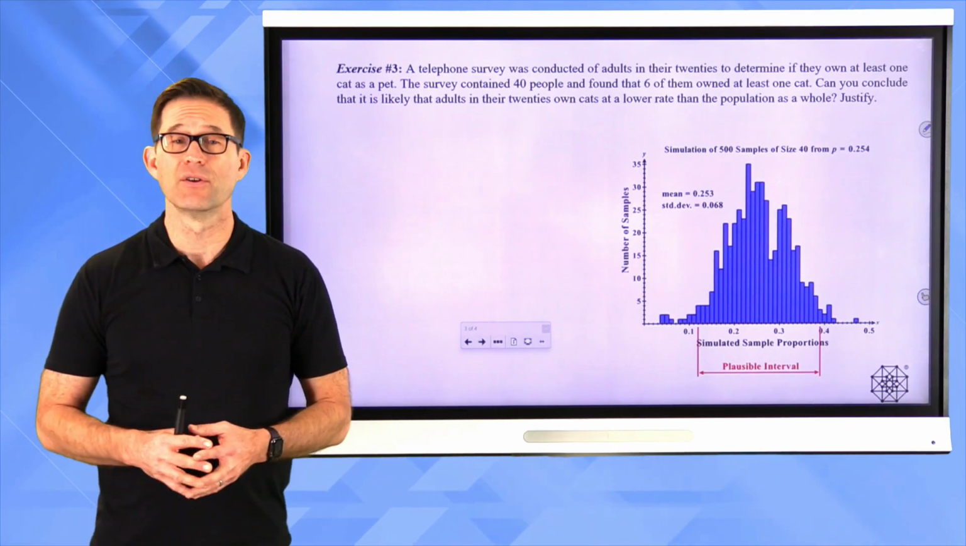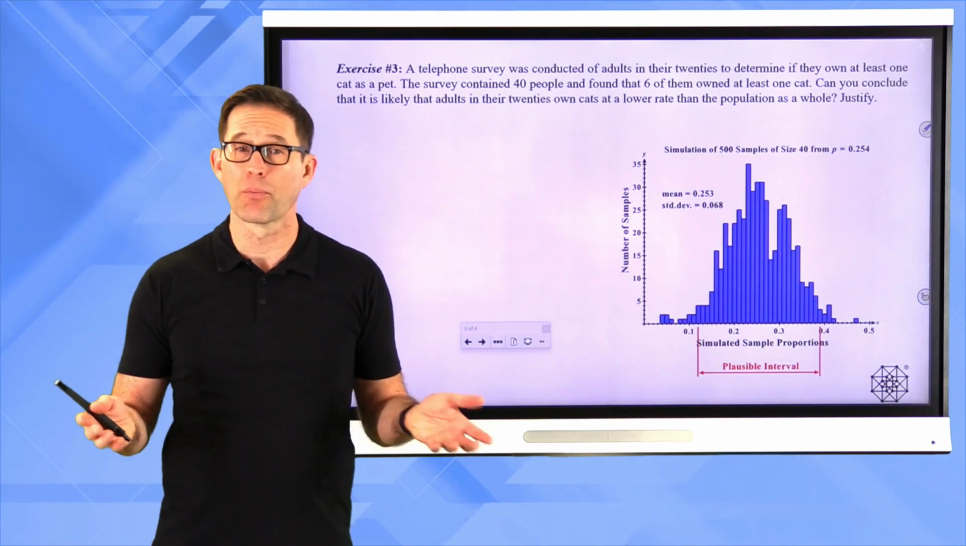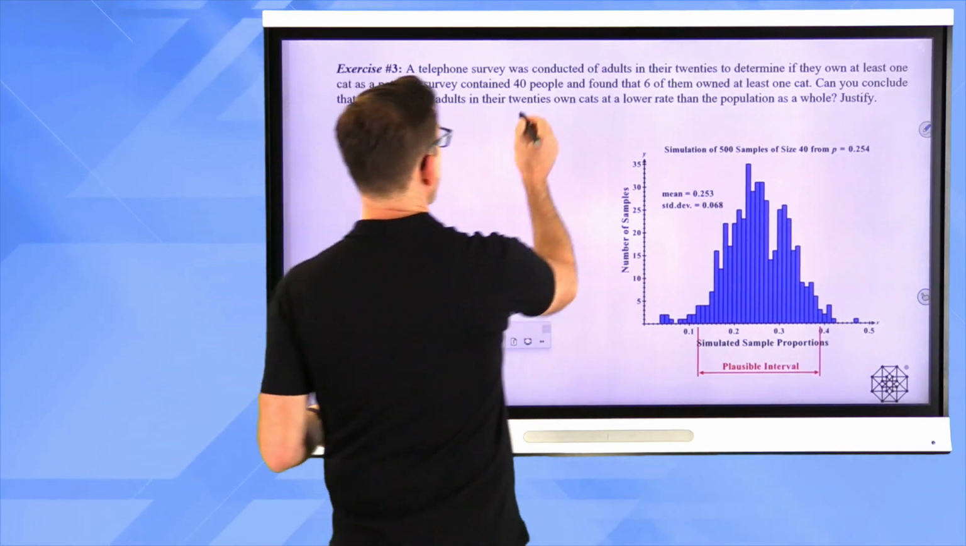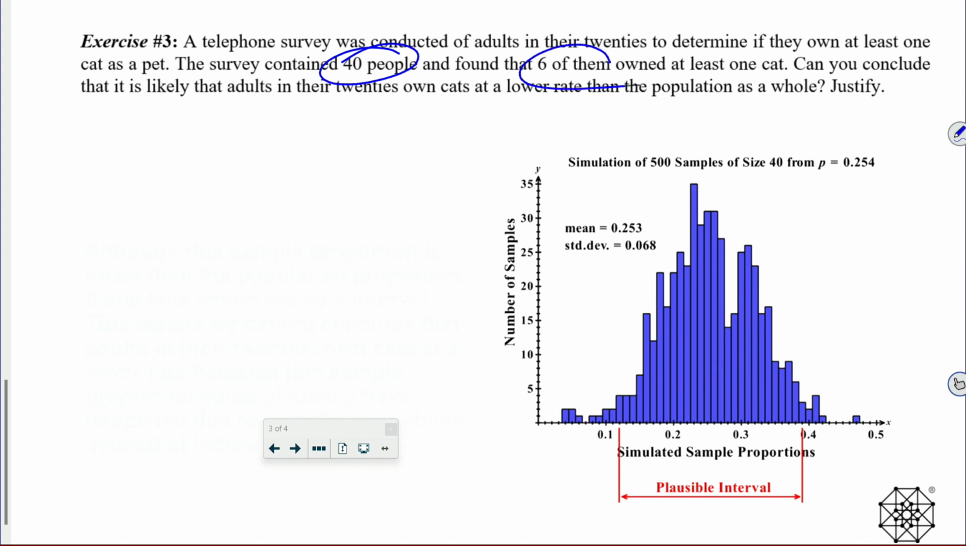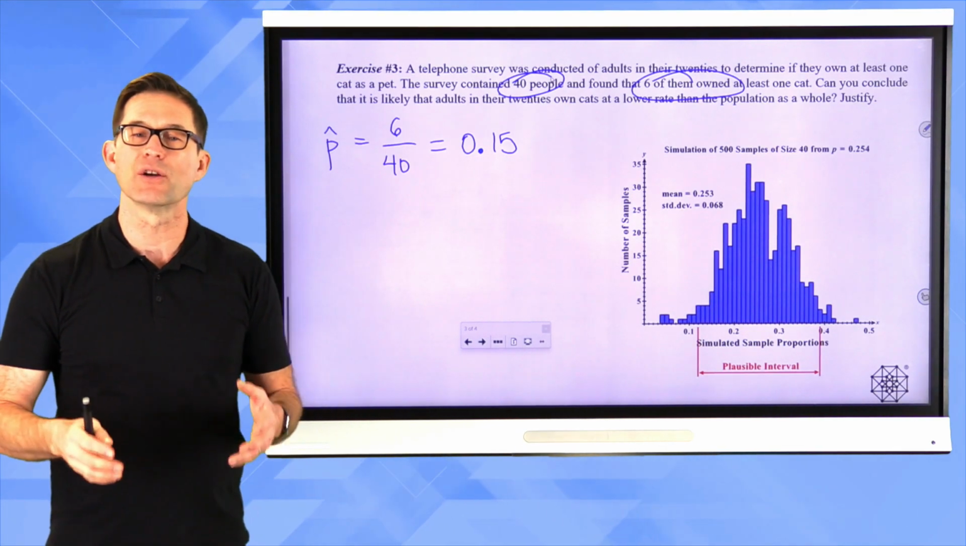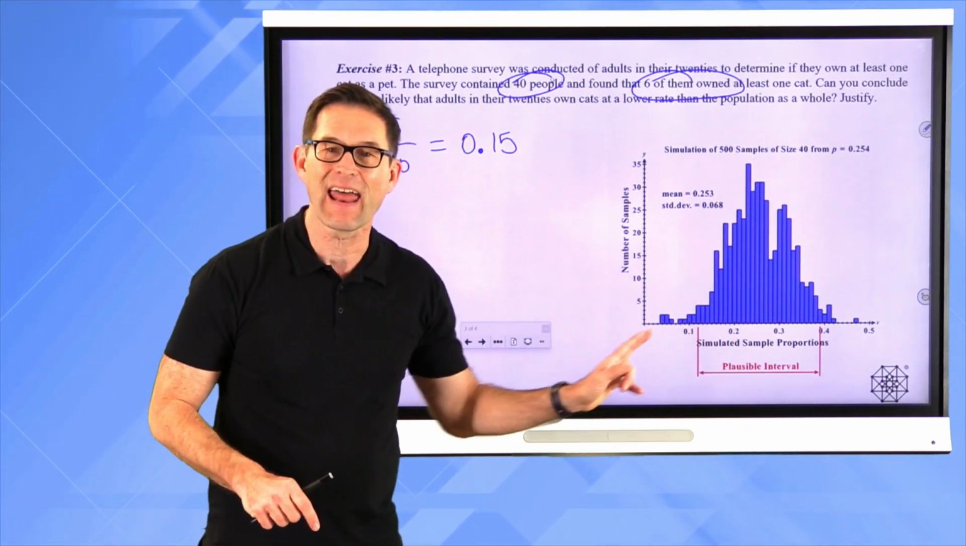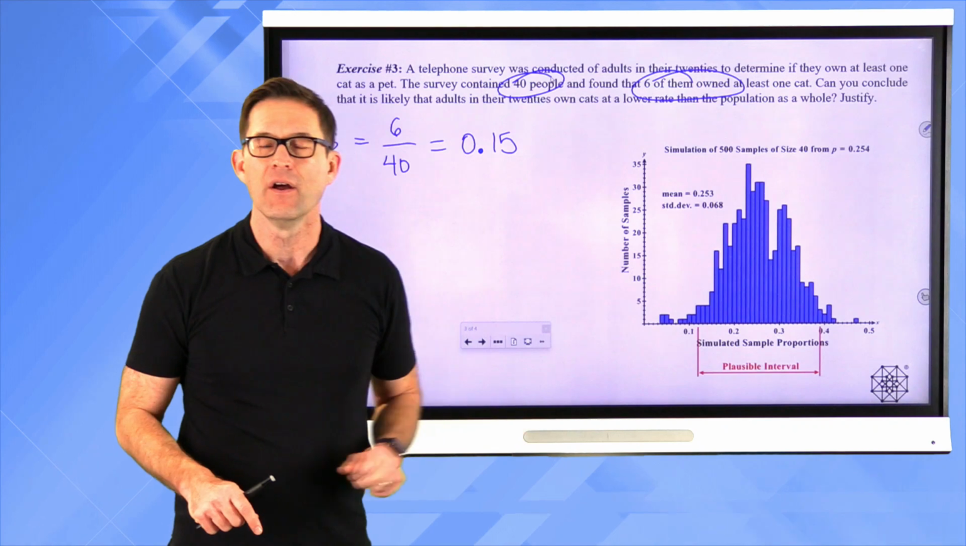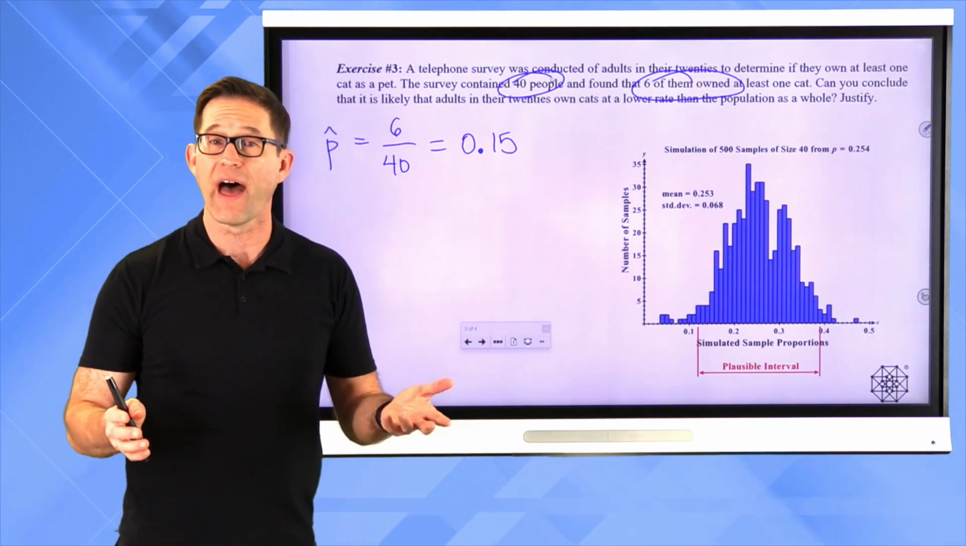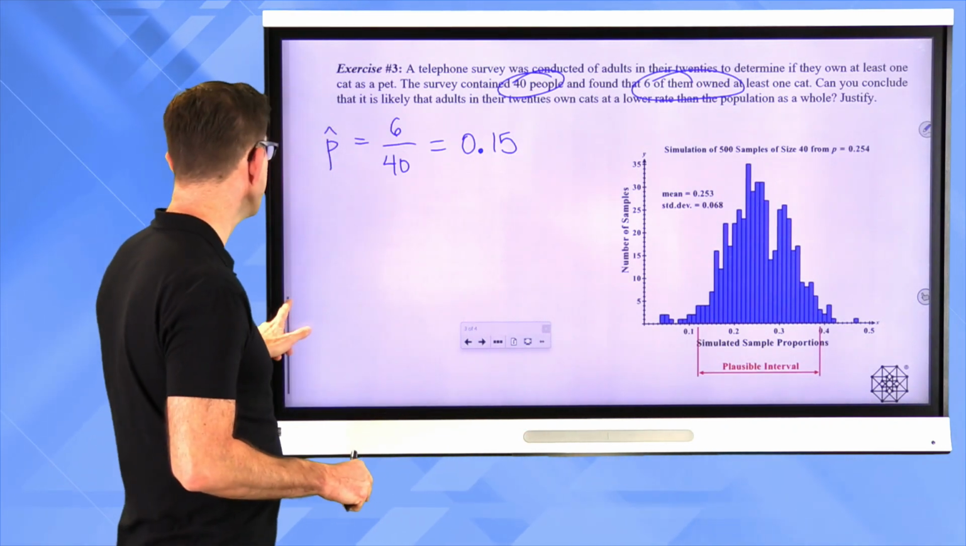Well, the first thing I have to do is figure out what my sample proportion is. I know that of the 40 people, only 6 of them owned at least one cat. So my sample proportion in this case is 6 divided by 40, which is 0.15. The question is, is that low enough for me to be able to conclude that they own cats at a lower rate?